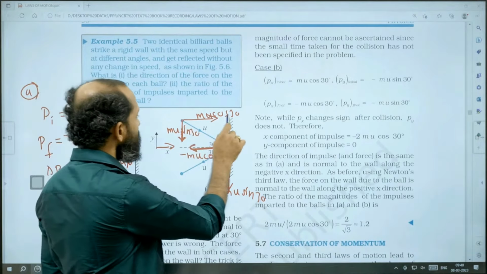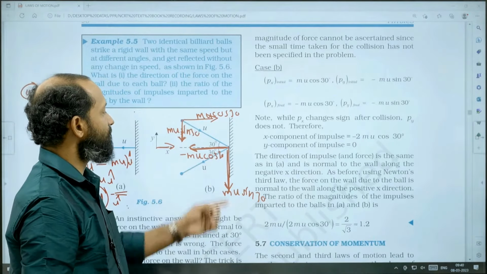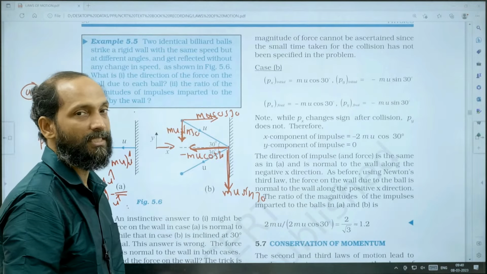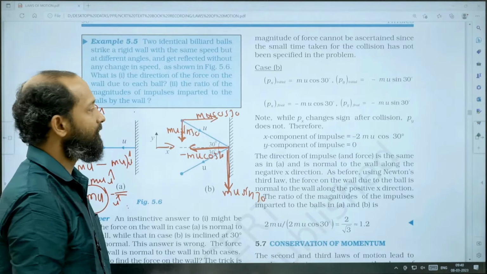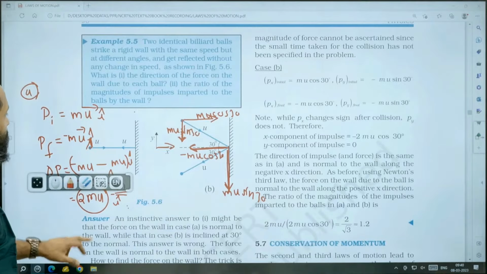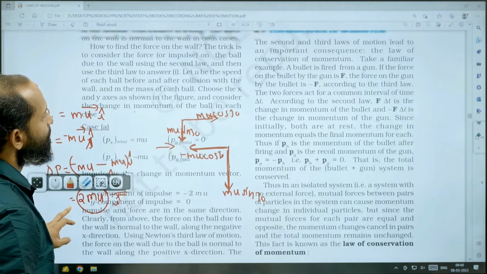And what is the change in momentum on the x-axis? Final minus initial: minus m u cos 30 minus m u cos 30, that is minus 2 m u cos 30 is the change in momentum. If the time of impact is given, you can find the force also. This type of question is important. That solved example is very important.